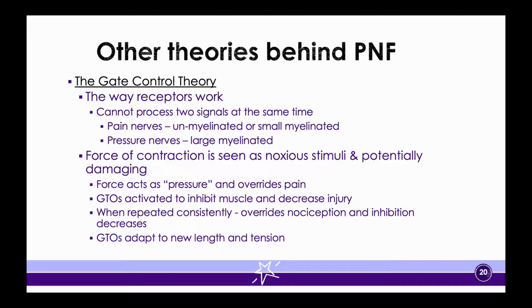Now, how do we apply this into PNF and stretching? Well, the force of the contraction that we're doing in PNF is seen as kind of like a noxious stimuli or potentially damaging. And the force that is applied is that pressure and will end up overriding the pain. So Golgi tendon organs are activated to inhibit the muscle and decrease the injury. And when repeated consistently over time, we get overriding of the nociception, or that pain perception, and the inhibition decreases. So the Golgi tendon organs will start to adapt to a new length and tension. So now we've got lengthening of the muscles occurring over time. So that's another theory we have behind what's the physiology of our PNF stretching.